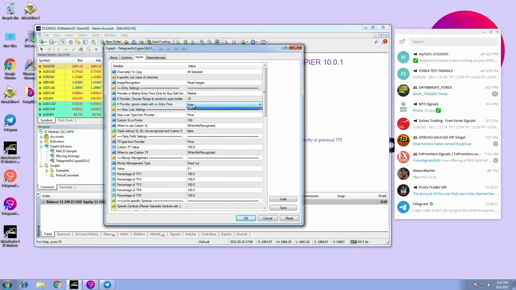Third option is, if provider, ignore orders with no entry price. This means that, if we choose provider option above and this option is set to true, every signal with no entry price will be ignored and won't even be taken as market.